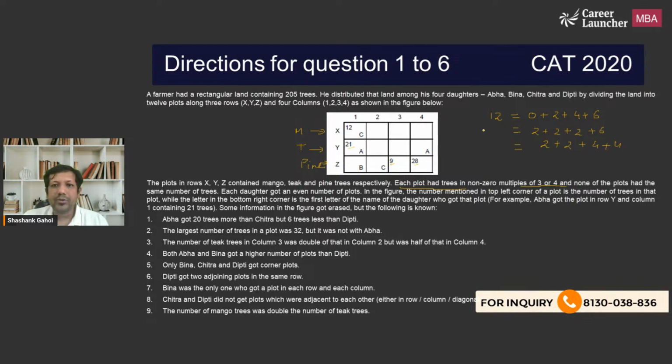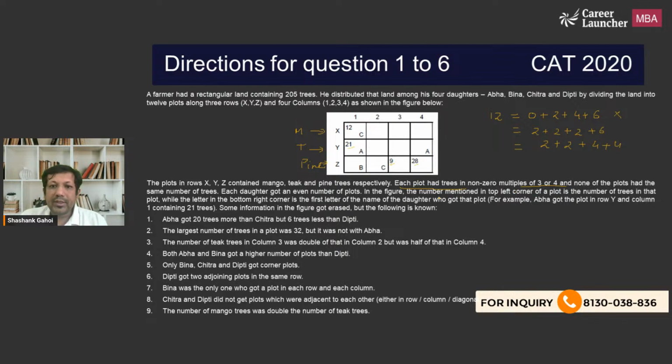So I need to distribute 12 plots among 4 people, and everyone is getting an even number of plots. So there are only 3 possibilities, and I am assuming that the first won't be a possibility because it says he is distributing plots among 4 people. So how can someone get 0 plots? So I am assuming that this is wrong, but let's proceed further.